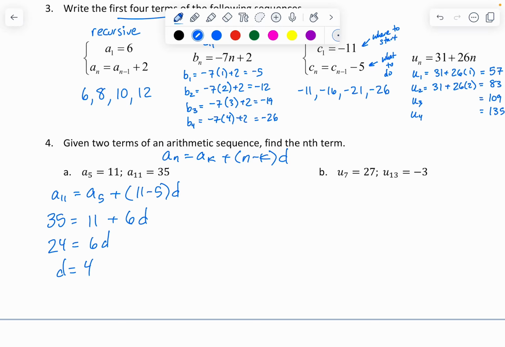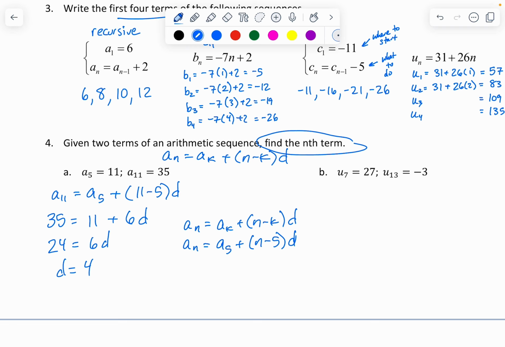So now, it says given 2 terms, find the nth term. We haven't done that yet, but we have found the common difference, which is important and something we need. And so we can say, okay, a sub n would be equal to a sub k plus n minus k times d. Well, what do I know? I know both the 5th term and the 11th term. Let's work with smaller numbers. So we'll say a sub n is equal to a sub 5 plus n minus 5 times d.